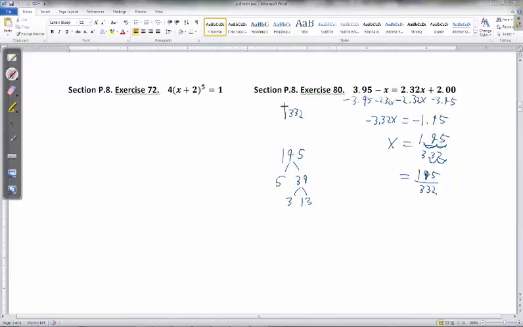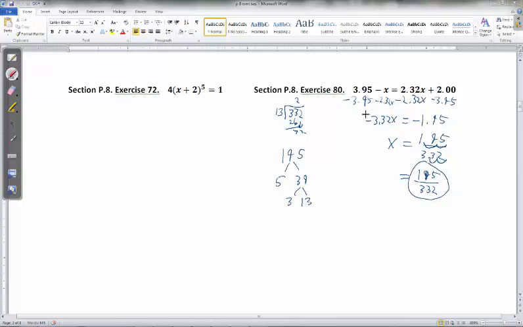Let's see. 332 divided by 13. 13 goes into 33 twice, so that would be 26. 7, 2. I don't think it goes into 72 evenly. 5 times 13 is 65. So now, nope, it doesn't go in evenly, so that's as far as it will reduce.